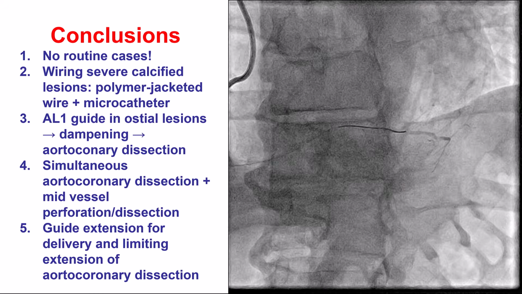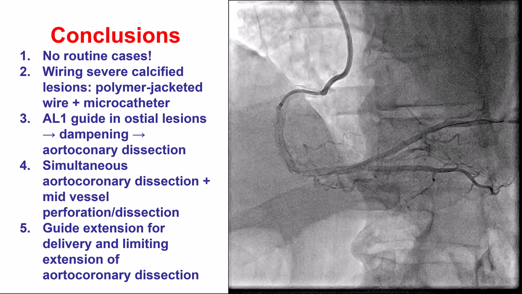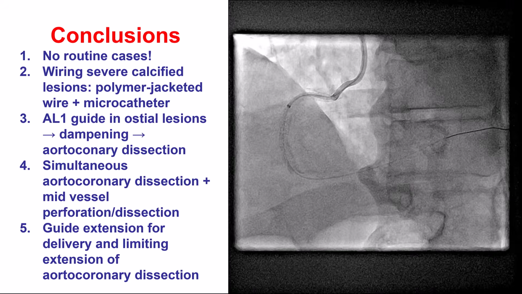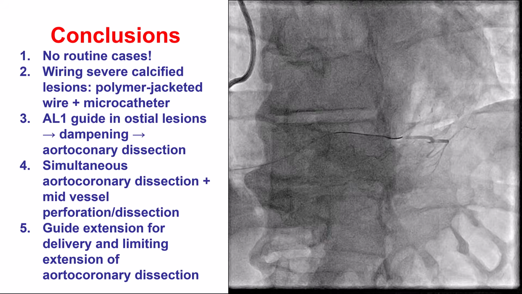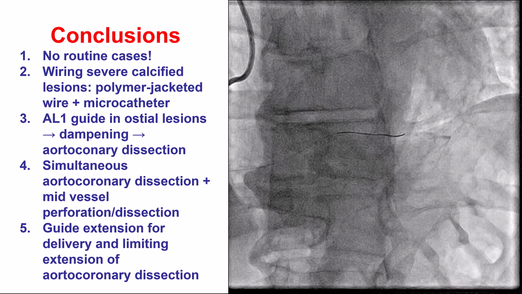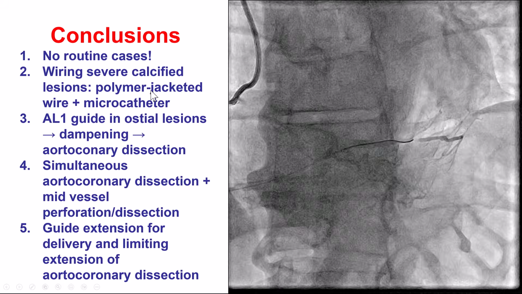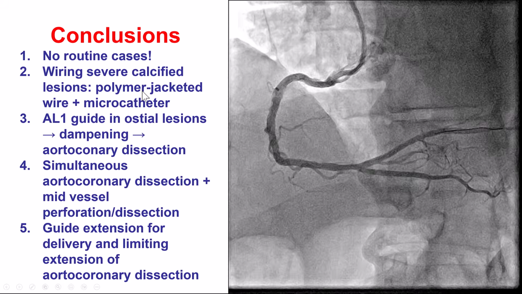Few lessons from this case. The first one is that there is no such thing as routine cases. Any case can result in challenges as well as complications. Second, when trying to wire a very severe, heavily calcified lesion, sometimes one may have to use a microcatheter and a polymer jacketed guide wire, Fine Cross M3 here, as well as Sion Black.